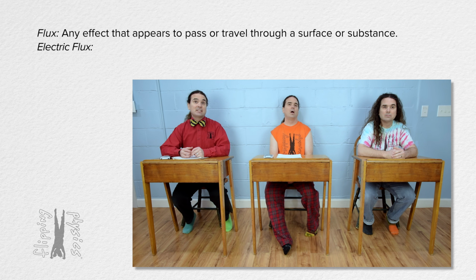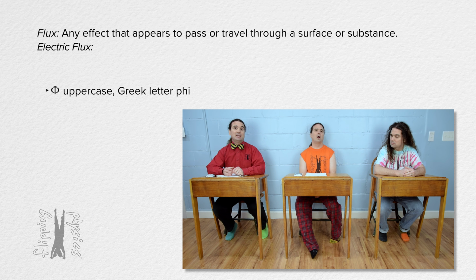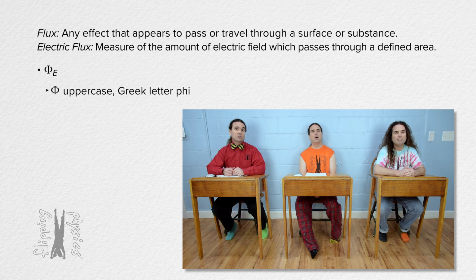The symbol for flux is an uppercase phi. When we add a capital E subscript, that makes it electric flux. Electric flux is the measure of the amount of electric field which passes through a defined area.